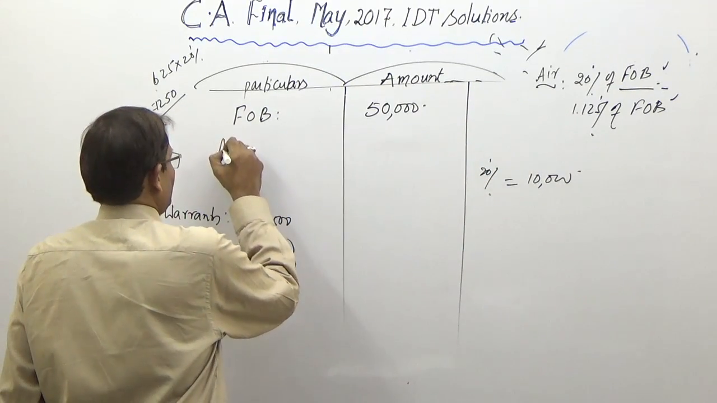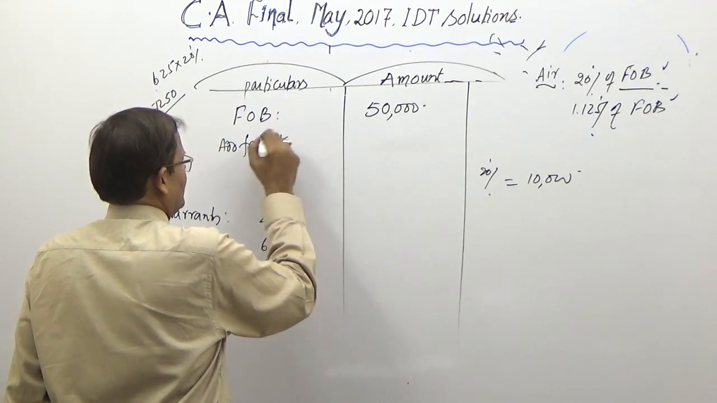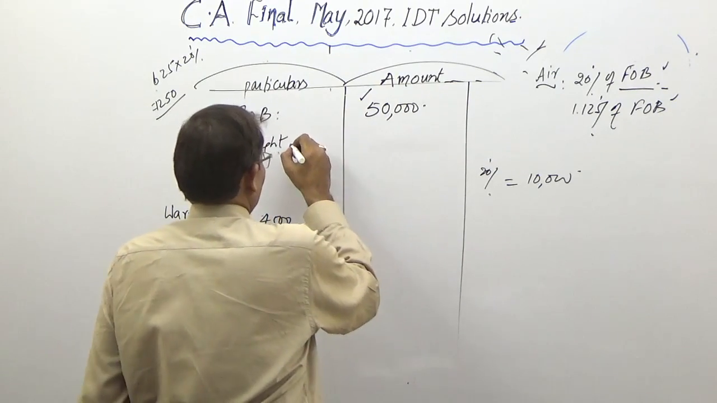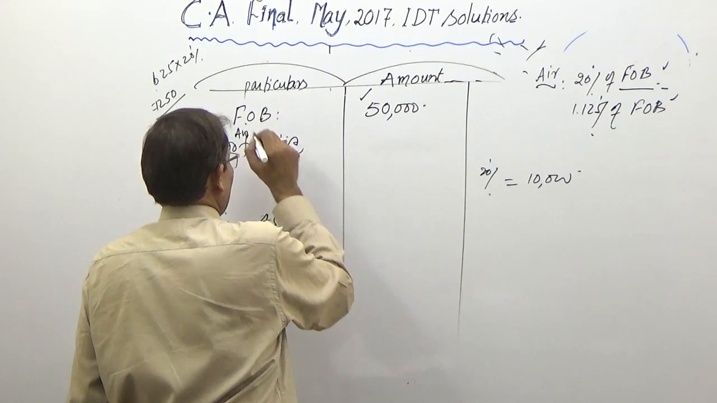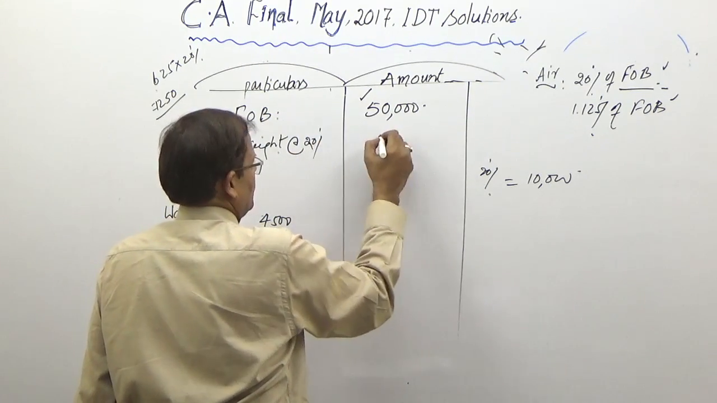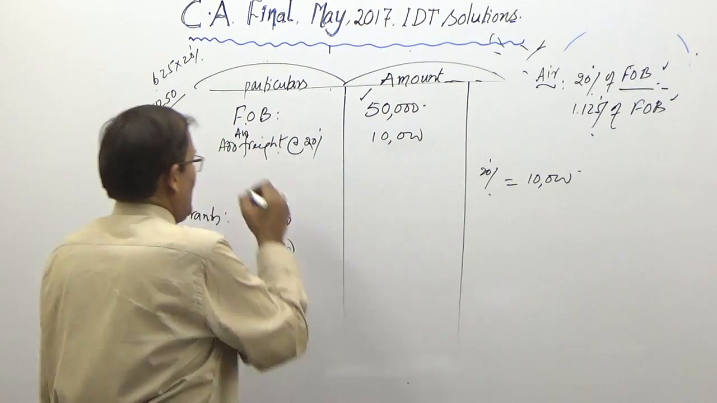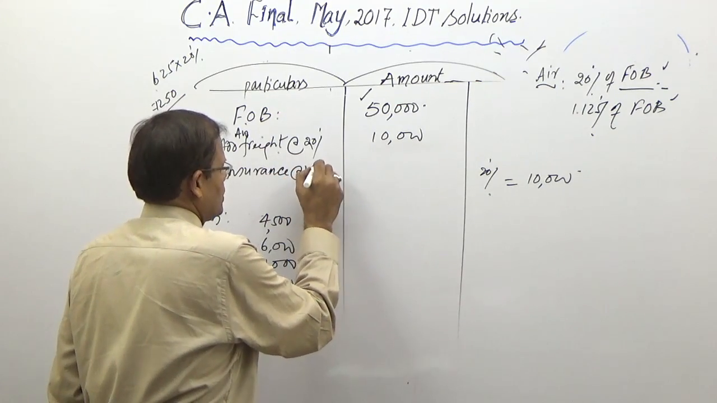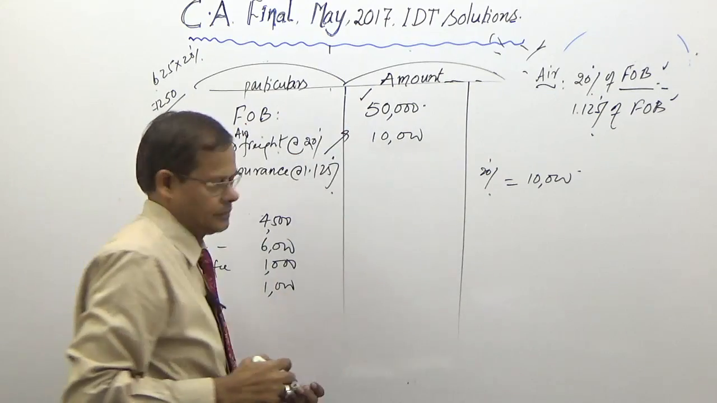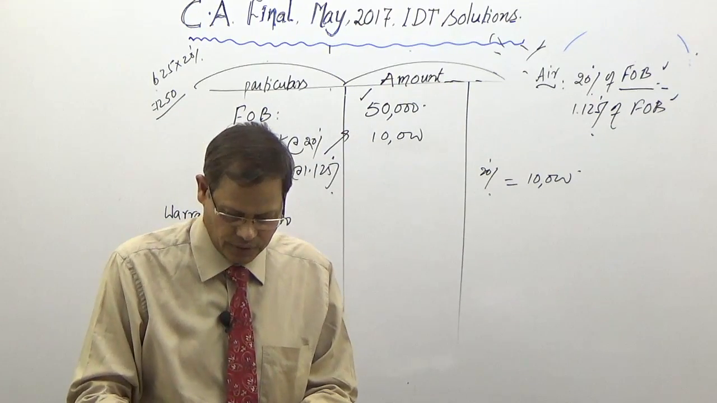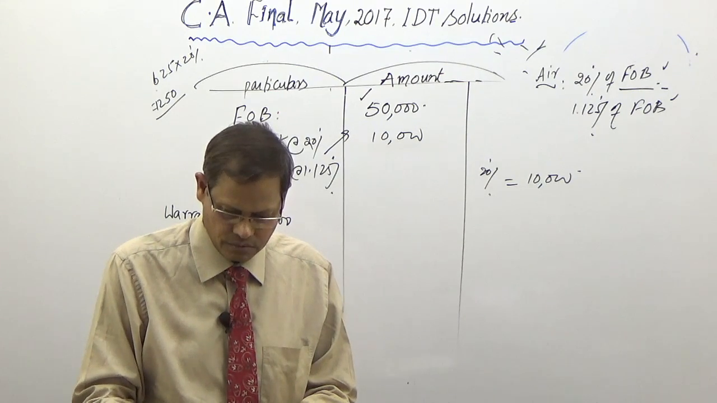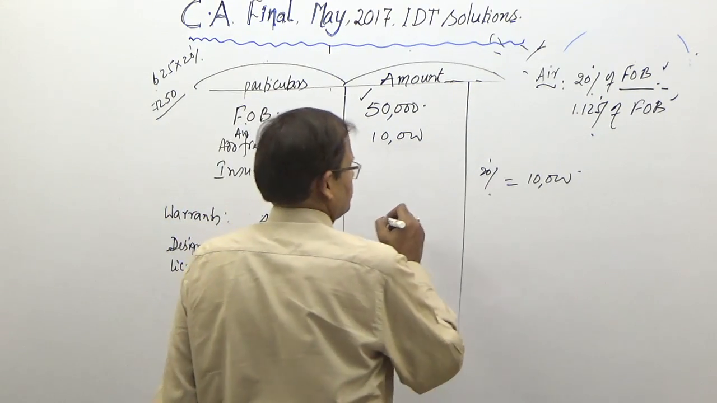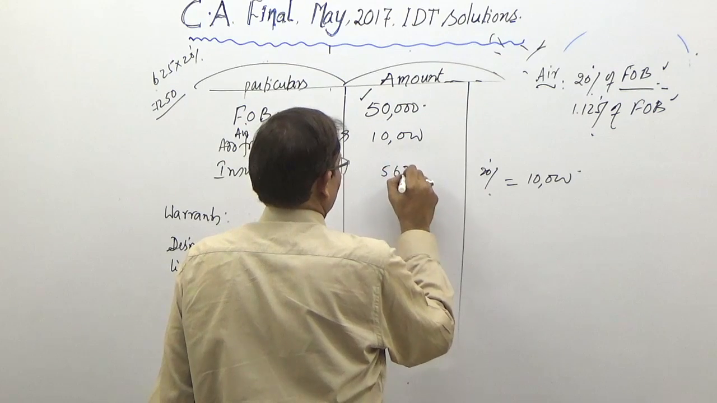So I take add freight. Literally, it is FOB, I am adding 20% on this FOB. That's it. So add 20% air freight, because it is air freight at the rate of 20%. So it is 10,000 rupees. And insurance at 1.15%, again on this only. So if I calculate 1.15% of 50,000, that comes to 56250.